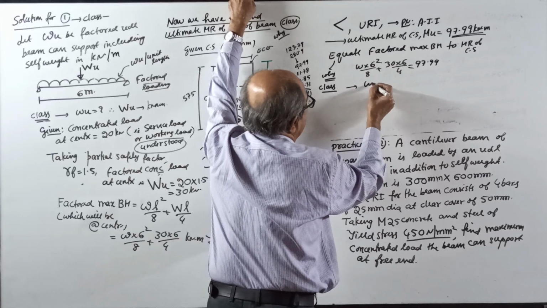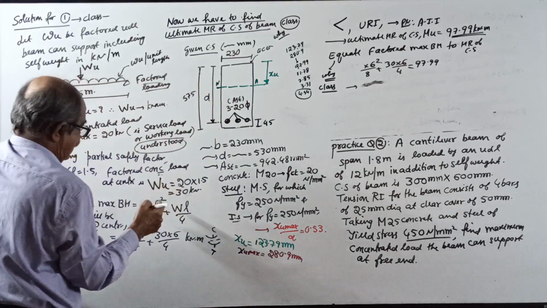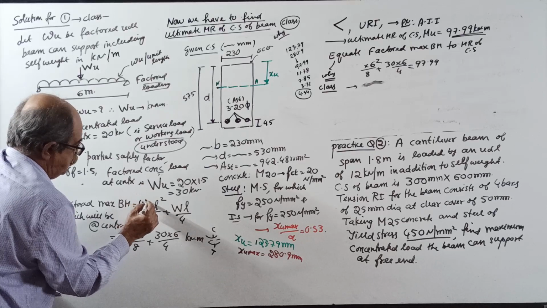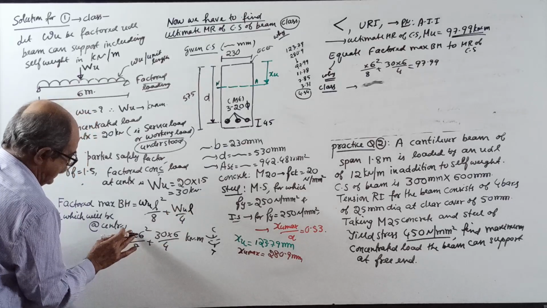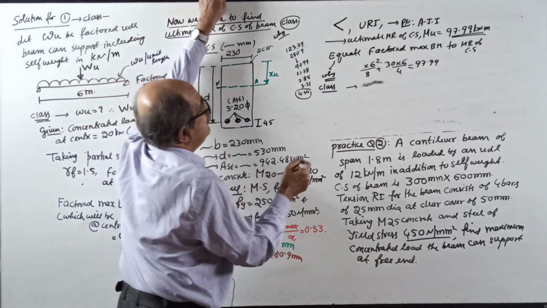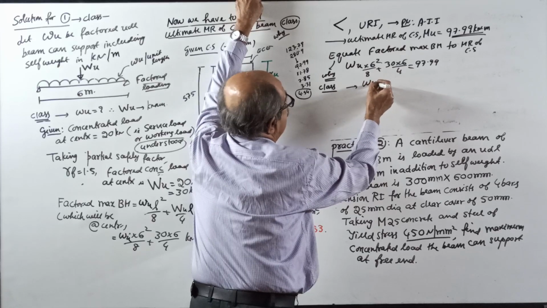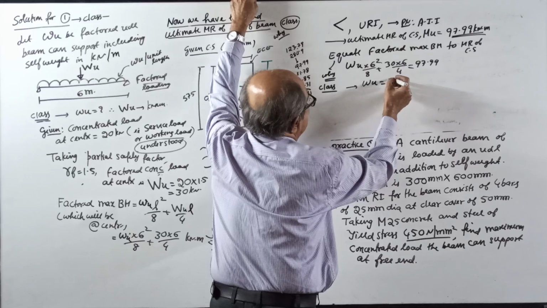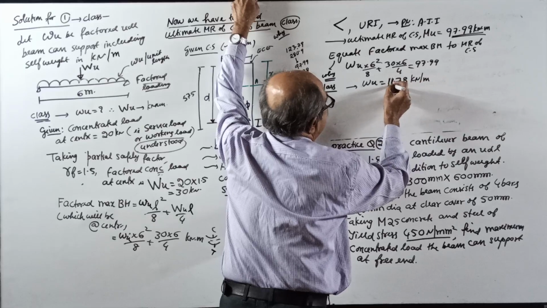You are going to get what? W will come. Not W, WU, correct? WU, sorry, I told WU here. This is the general formula; this is WU because it is the limit state method. Not a problem, not an issue. You get the value of WU for the limit state. How much comes? 11.78 kilonewton per meter.